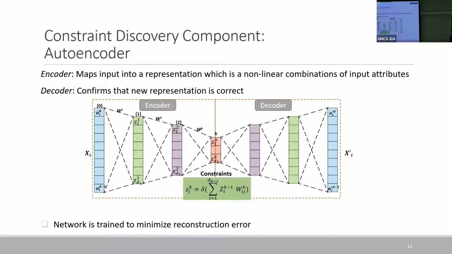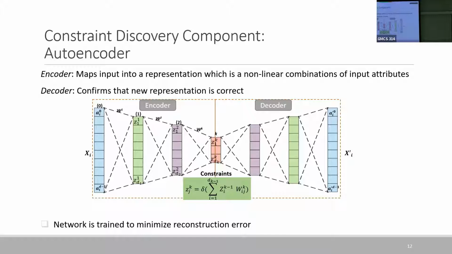In this figure, you can see the structure of this deep learning model. It takes the data as input. The data has few different features and few different attributes, and it's reconstructed in the output. So X prime is the reconstruction of the input. It has two components, an encoder and a decoder. The encoder maps the input into a representation, which is a nonlinear combination of the input attributes. So this new representation can be assumed as the constraints that are discovered in the data.